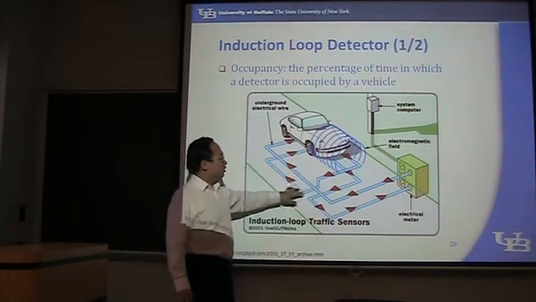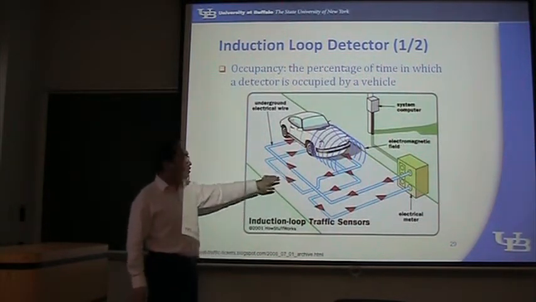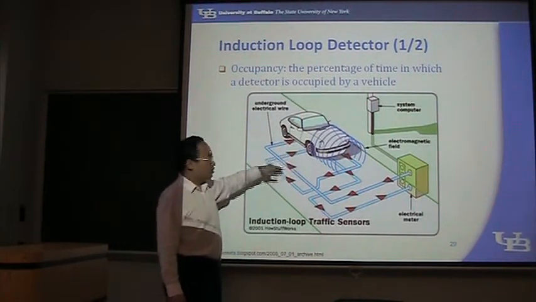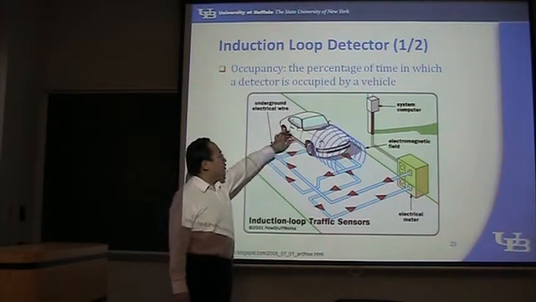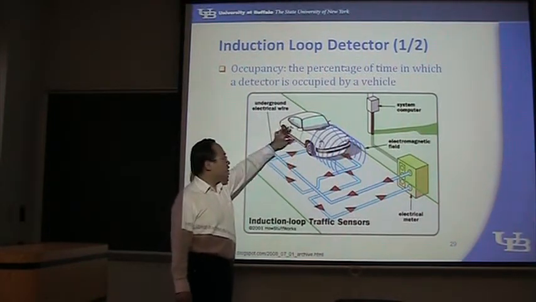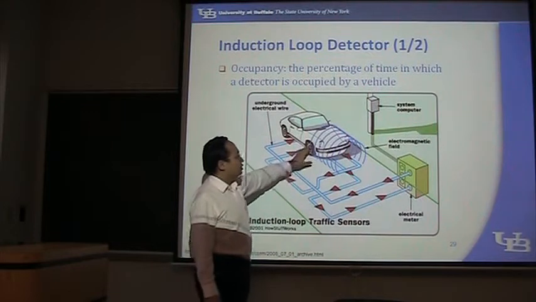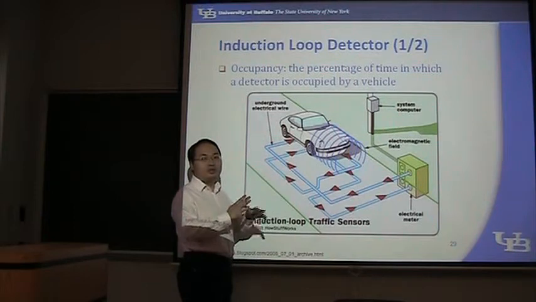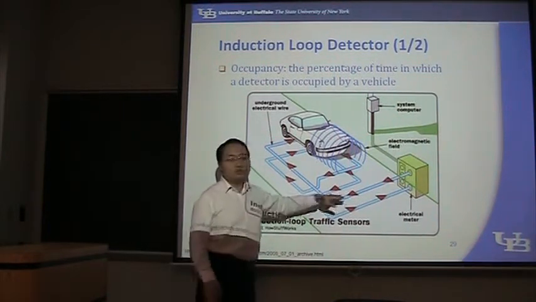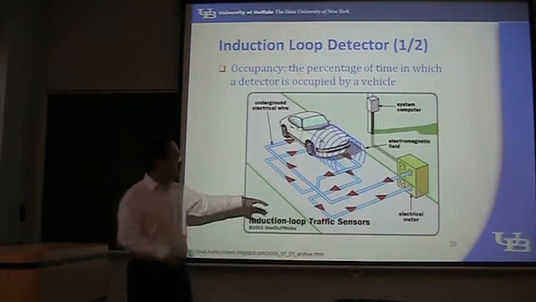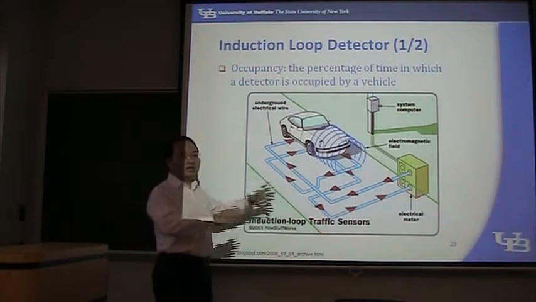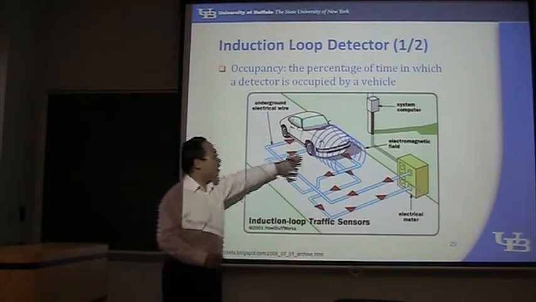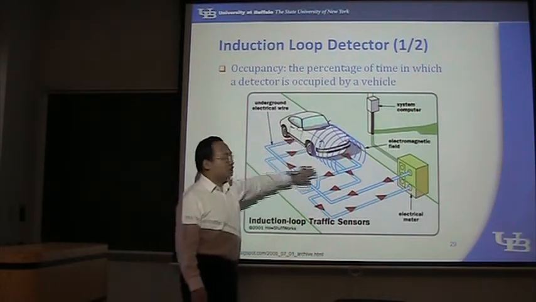There is a loop buried under earth, beneath the surface of the road, and it's charged with electricity. When the vehicle drives on it, this electromagnetic field will be changed, will be influenced. So the system would detect it. In other words, the loop will know that there is a car above it. So that's how the vehicle is detected.